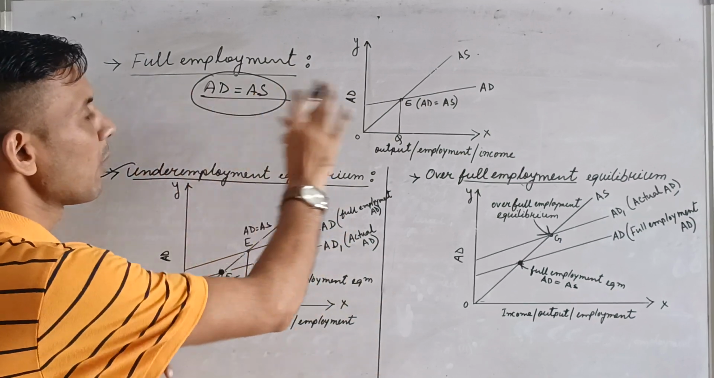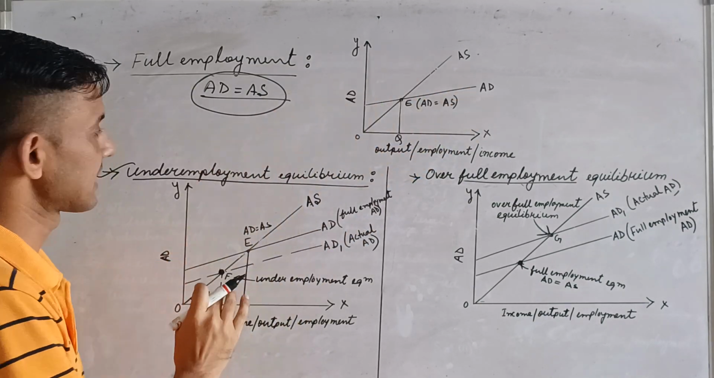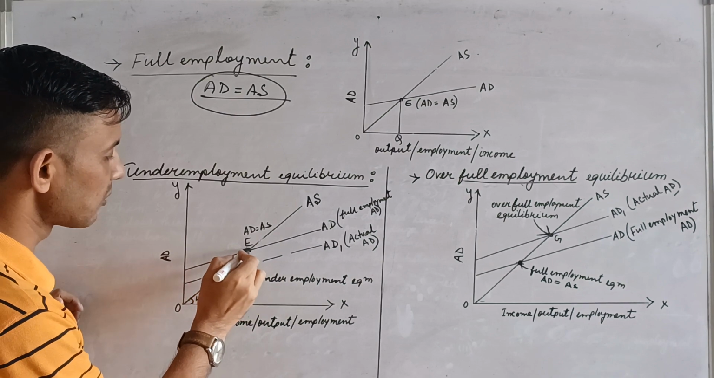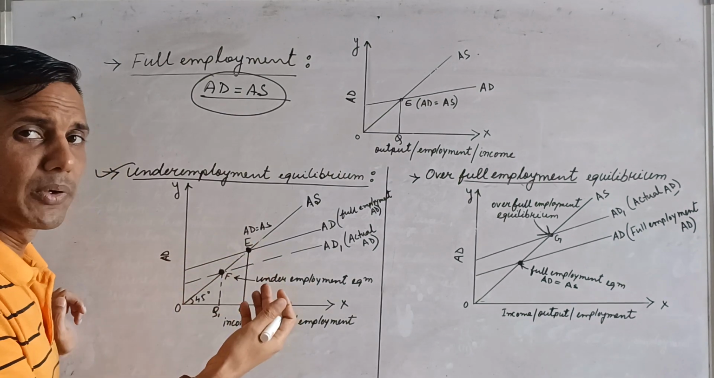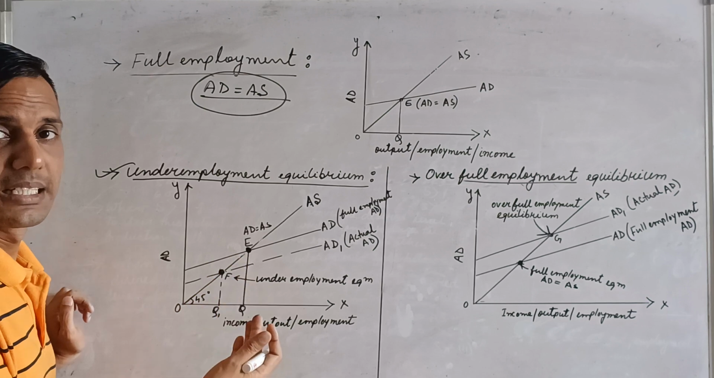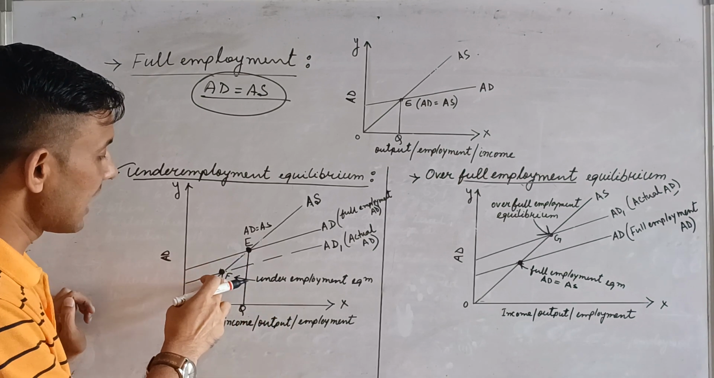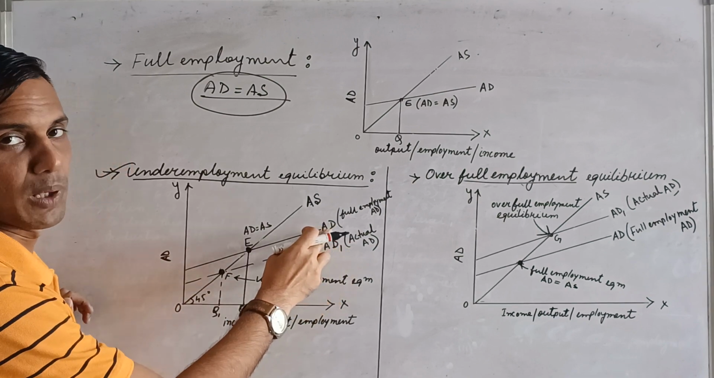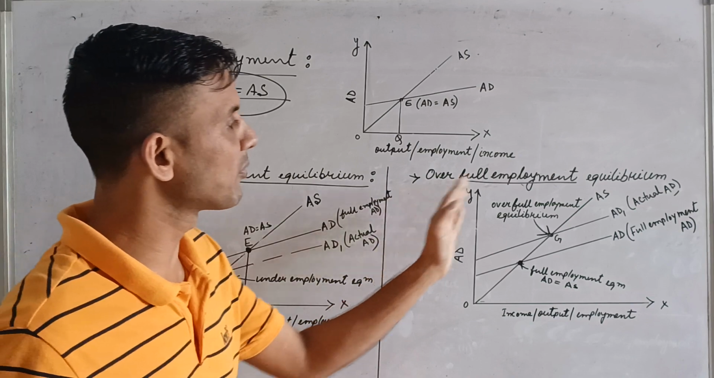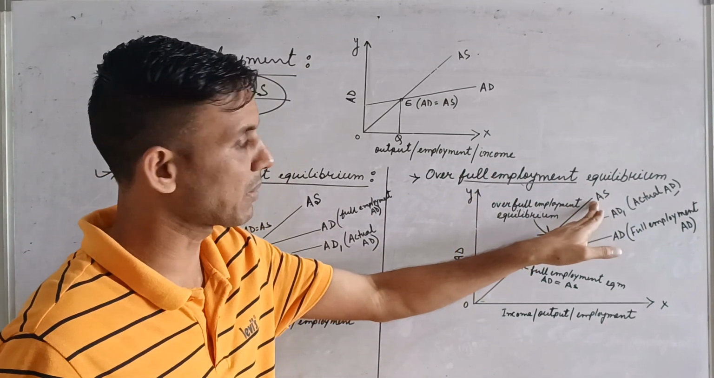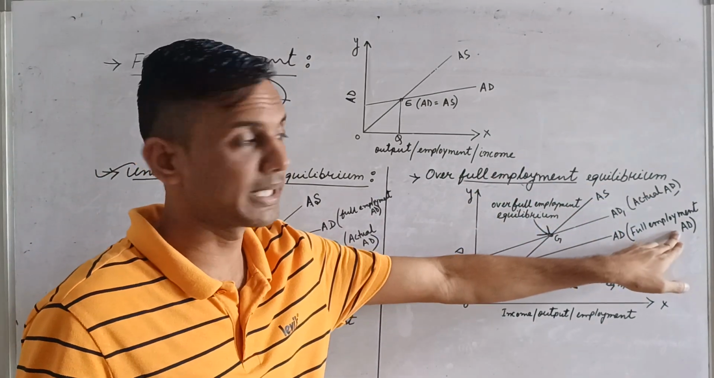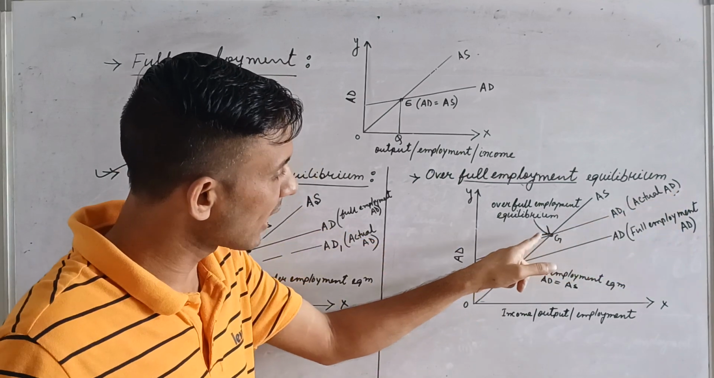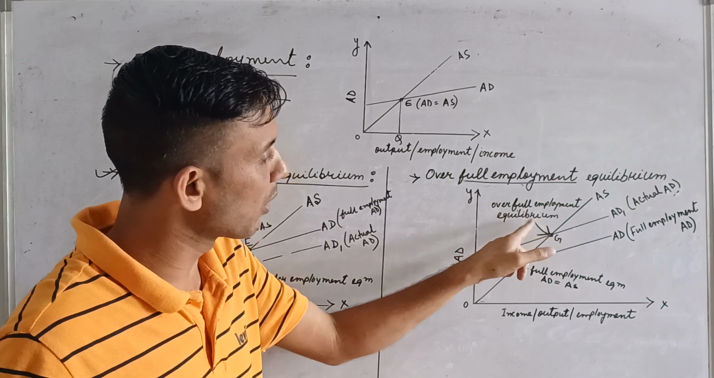For example, full employment, very simple, when AD is equal to AS. Underemployment equilibrium, it means this is the original, this is the full employment equilibrium. Because of some reasons, when AD is less than aggregate supply, then this is the underemployment equilibrium. So actual AD is below this full employment AD. And the opposite is over full employment equilibrium, this is the aggregate supply curve, this is the full employment AD. But now this is the actual AD because of excess demand. So that's why this is the over full employment equilibrium.